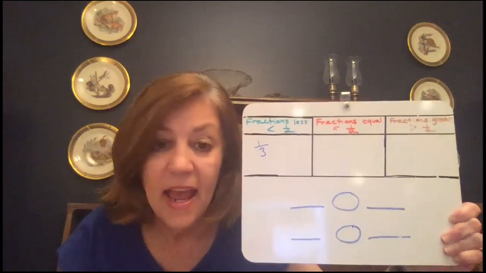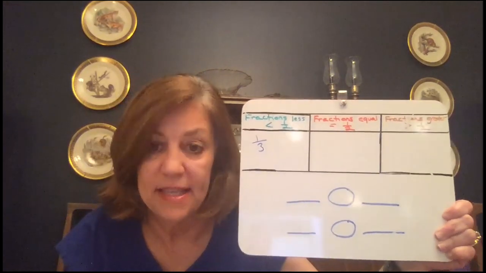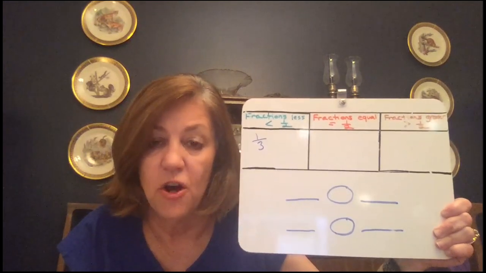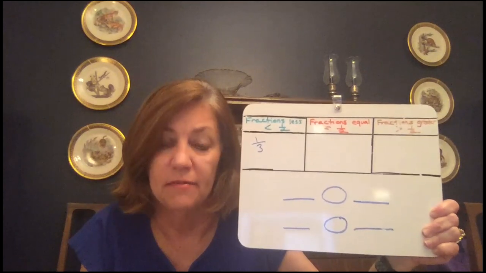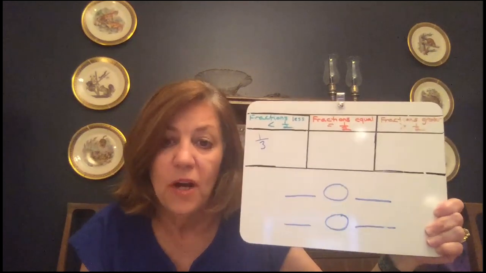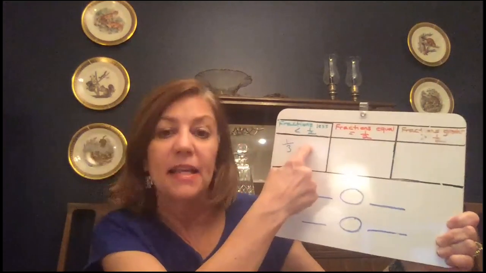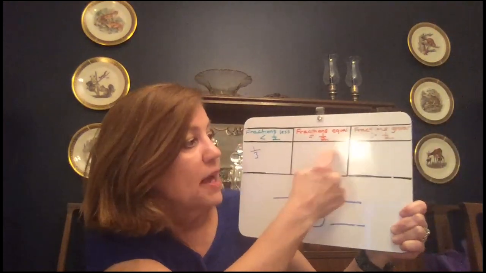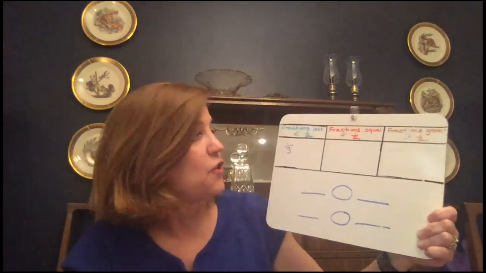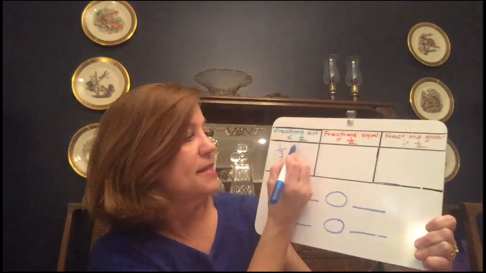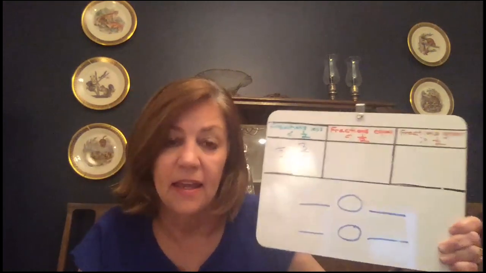Okay, now I want you to look at 3/7 on your number line and find it and circle it. Now I want you to decide where you think it goes. Fractions less than 1/2, equal to 1/2, or greater than 1/2. If you wrote fractions less than 1/2, you are correct again.